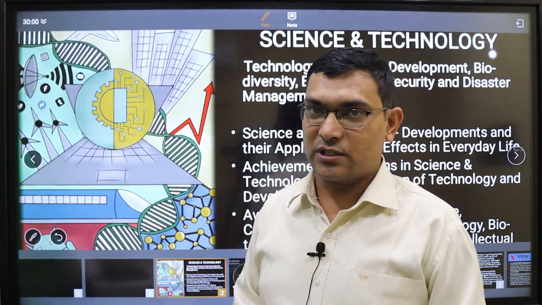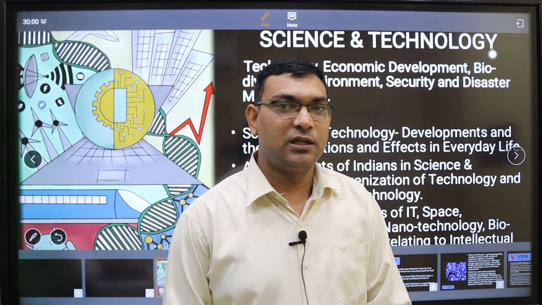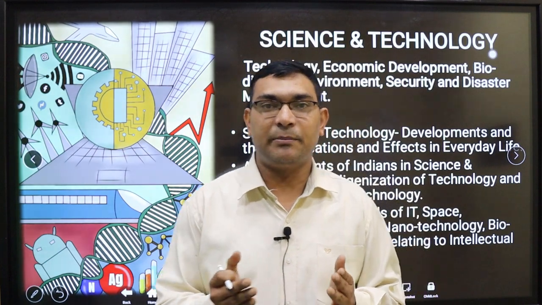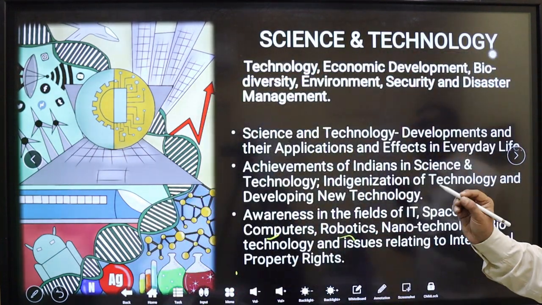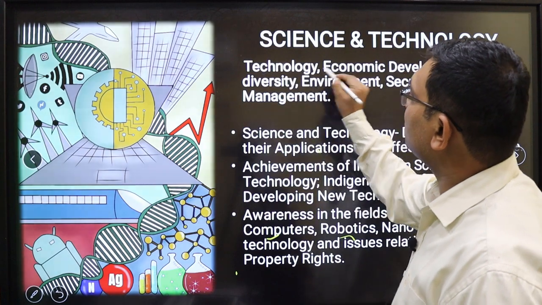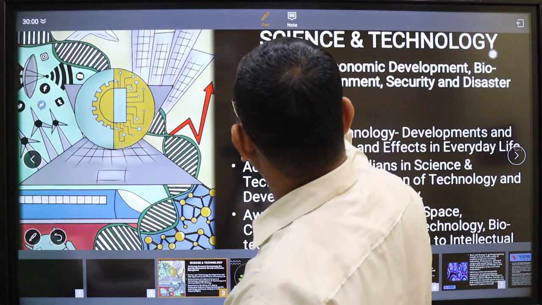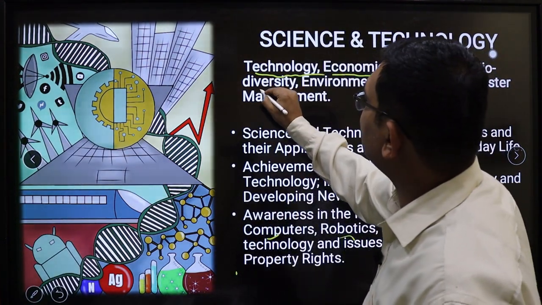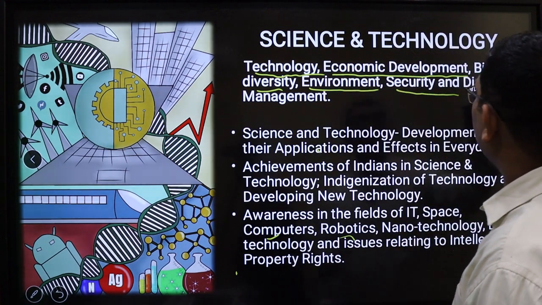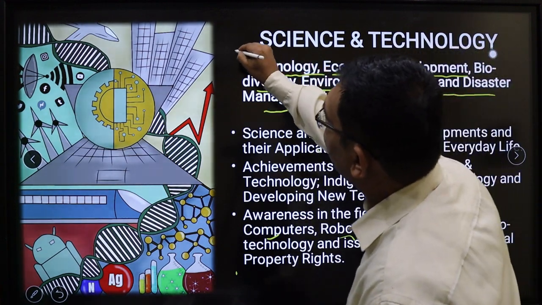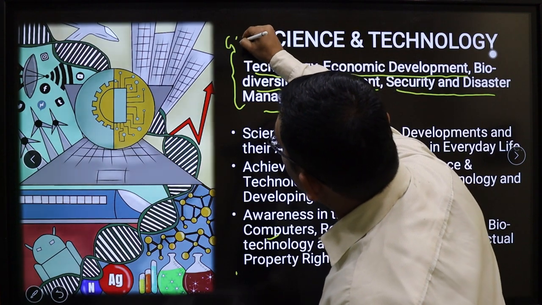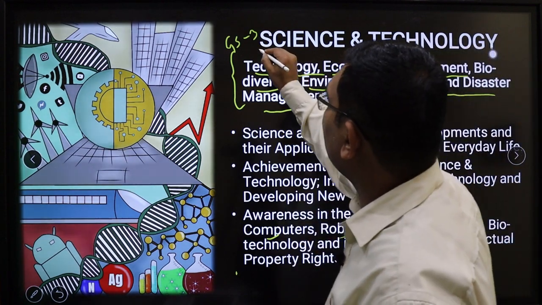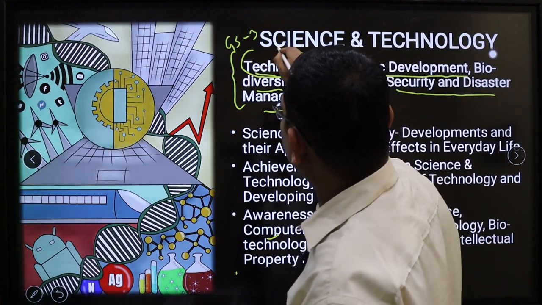So science and technology, see where it is. First of all, in the GS paper 1, paper 2, paper 3 or paper 4, it is in paper 3. In paper 3 we have it under the heading technology: technology, economic development, biodiversity, environment, security and disaster management. This is a topic in your GS paper 3, where we are only talking about the technology perspective.